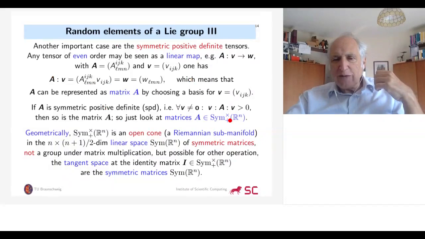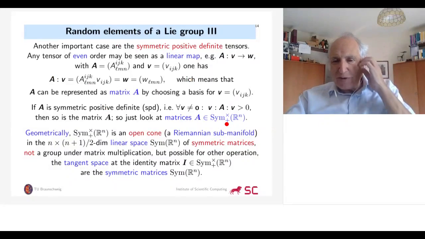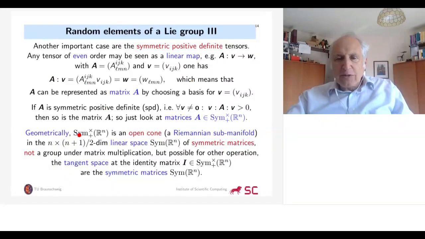Okay, the positive definite matrices are necessarily symmetric. We write like this here. So symmetric matrices, plus means they're positive, and the double plus here means they're positive definite. Okay, good. So geometrically, this is an open cone in the vector space of all symmetric matrices. So we know the vector space of all symmetric matrices has dimension n times n plus 1 divided by 2. Okay, and because it's an open cone, it has the same dimension.